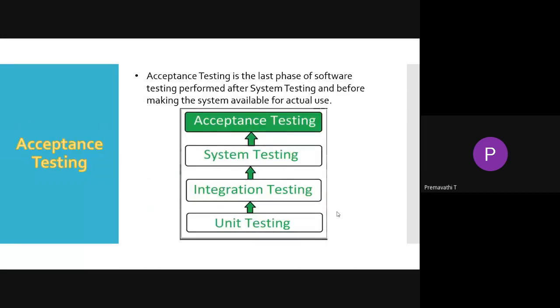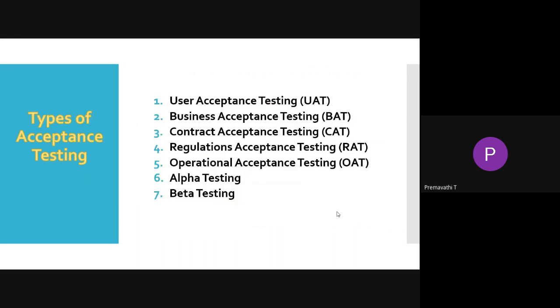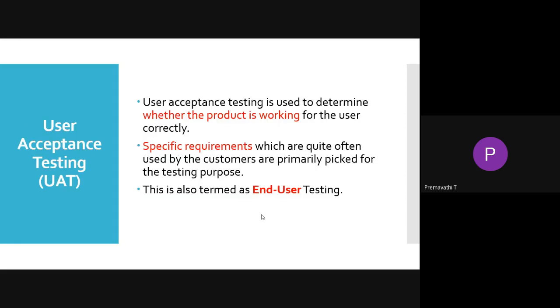The final one is acceptance testing. Acceptance testing is the last phase of your testing. It also checks according to the user needs, requirements, and business process. There are seven types of testing according to the project. The types are user acceptance testing, business acceptance testing, contract acceptance testing, regulation acceptance testing, operational acceptance testing, and alpha and beta testing.